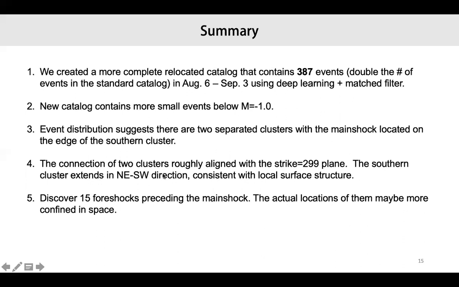The connection of 2 clusters align with the 299-degree fault plane from the USGS focal mechanism solution. However, the southern cluster extends in the northeast-southwest direction, which is consistent with the local structure. We detected 15 foreshocks preceding the main shock, and the actual locations of them may be more confined in space.